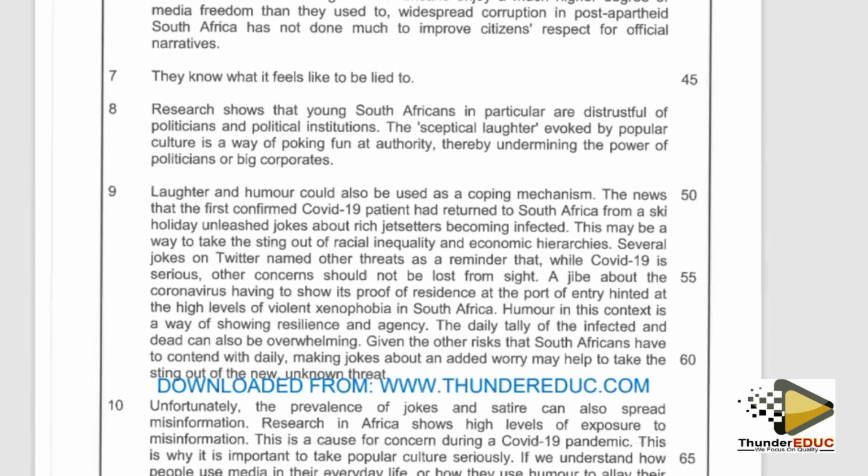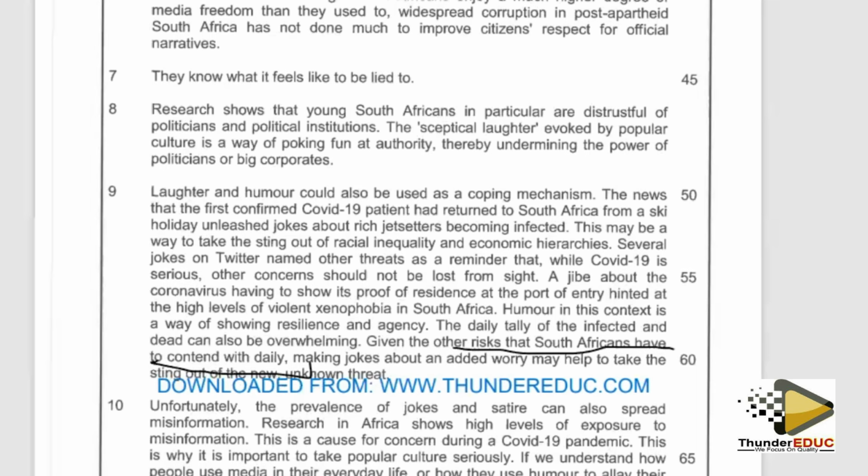The daily tally of the infected and dead can also be overwhelming, given the other risks that South Africans have to contend with daily. This is what we're taking out: the risks that South Africans have to contend with daily. Other risks, that's where now you have to come in. Making jokes about an added worry may help to take the sting out of the new unknown threat. So we are saying risks that other South Africans have to contend with.